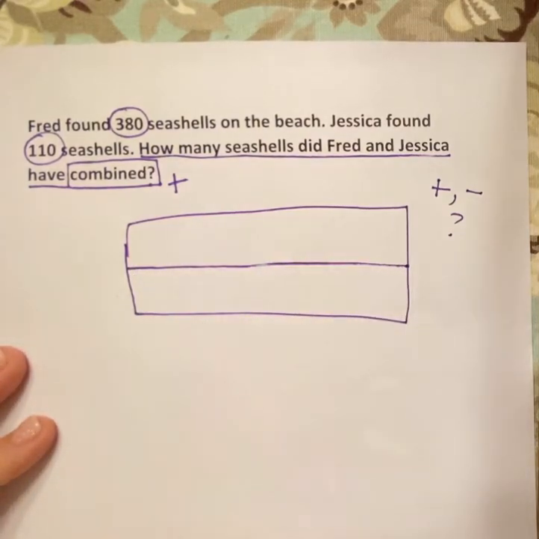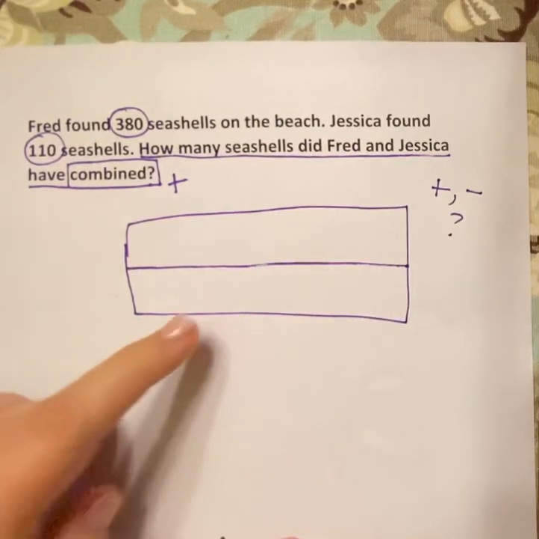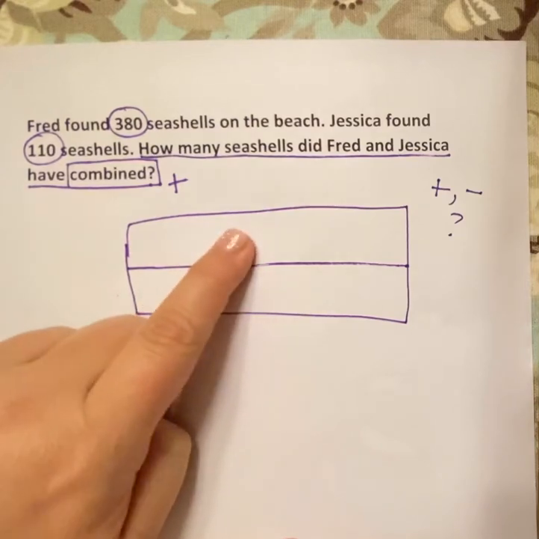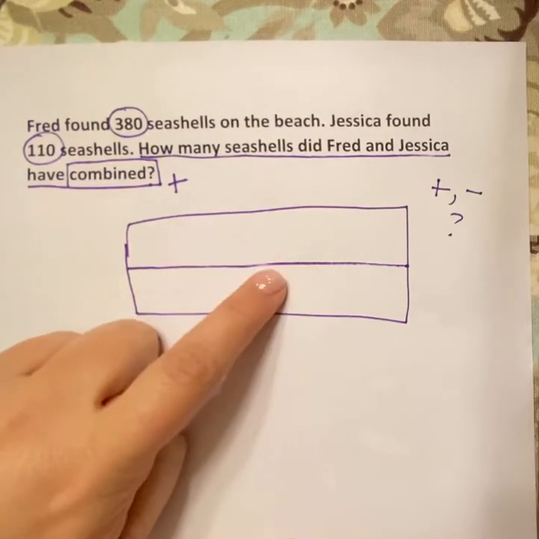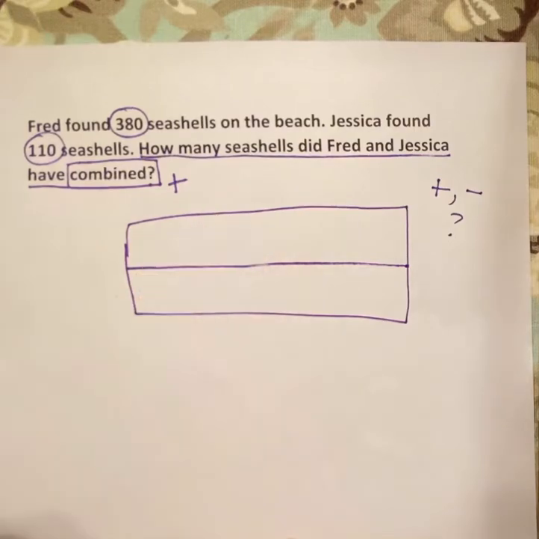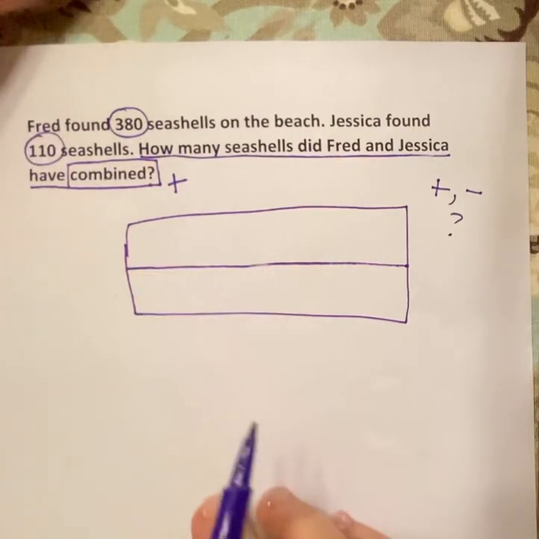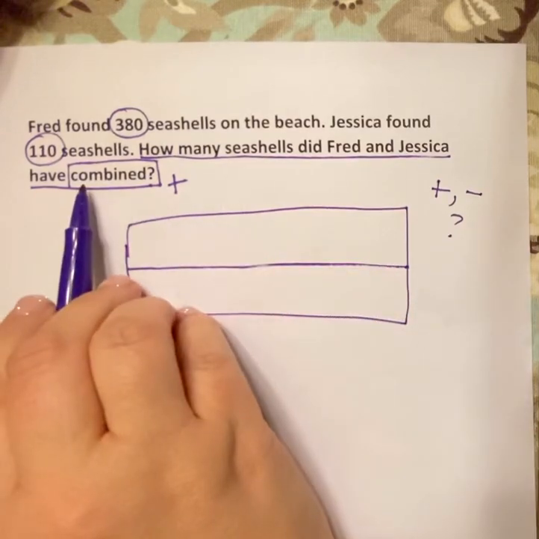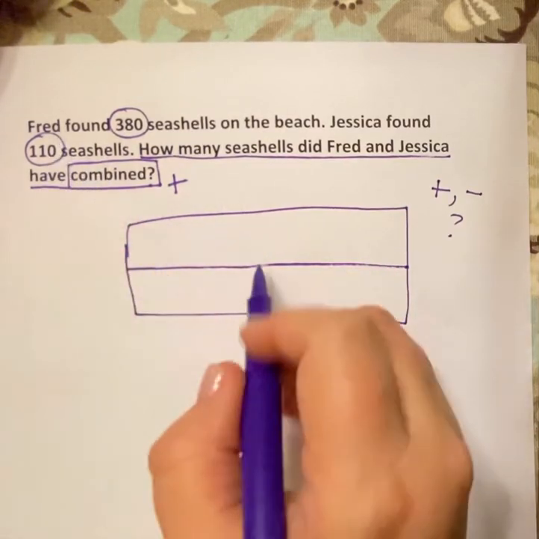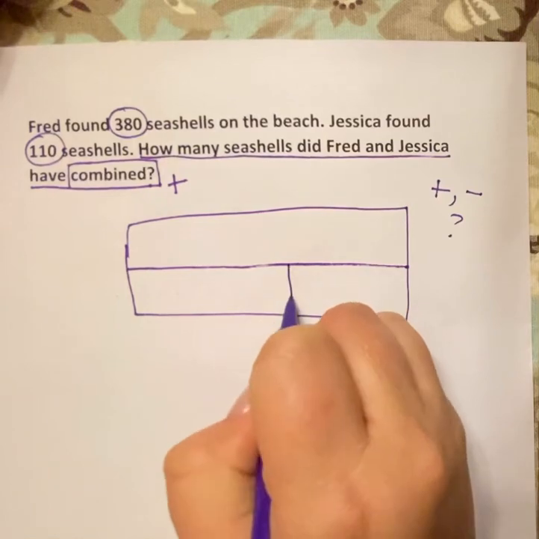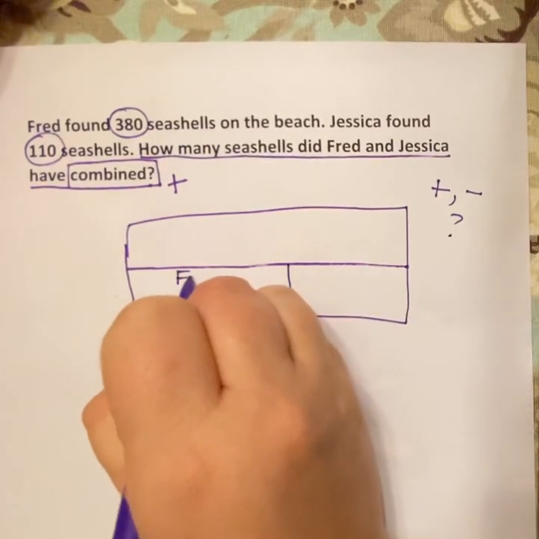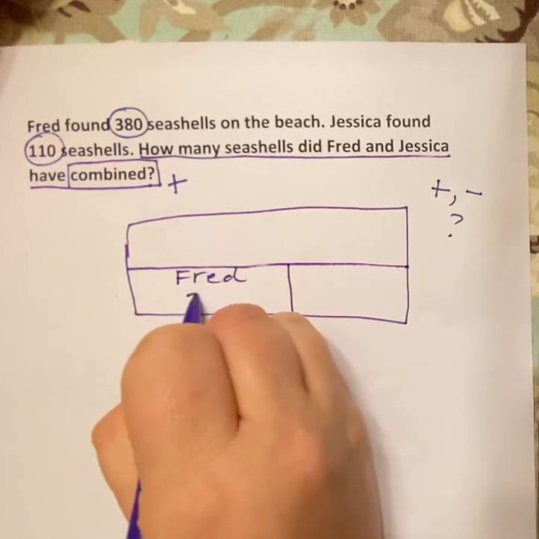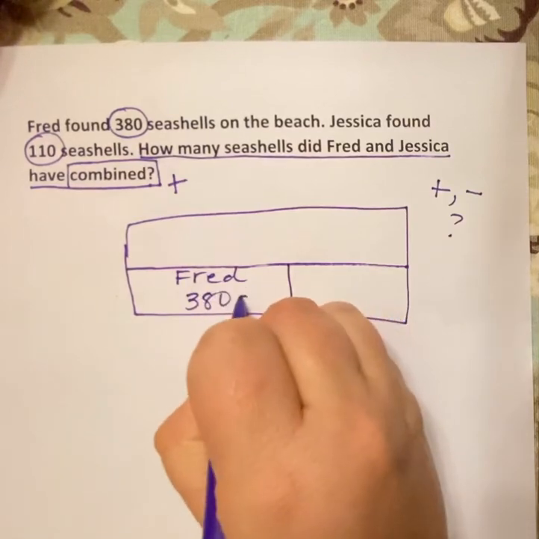I'm gonna draw a strip diagram. It doesn't matter if you're putting your total at the top, the bottom, your whole, your part, or your part, your whole. It does not matter. So this time I think I'm gonna make the total the top. I know I have to find combined. I know that Fred had, and I'm just gonna put Fred, he had 380 shells.